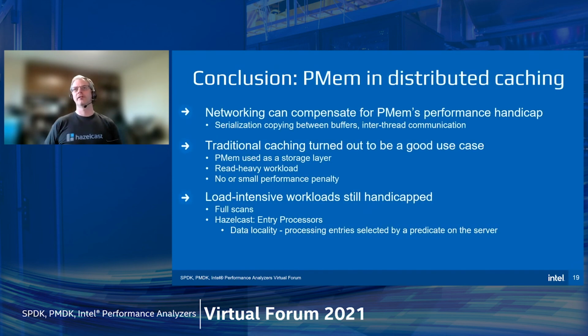The other conclusion is that persistent memory is a good fit for certain distributed use cases like distributed caching. Even though persistent memory has a performance overhead compared to DRAM, networking-related tasks like serialization, copying between buffers, or inter-thread communication can compensate for the performance overhead of persistent memory.